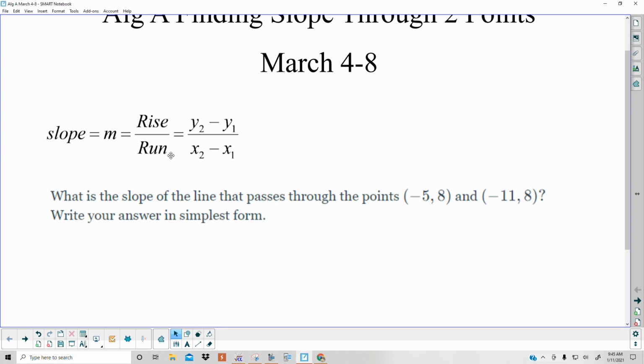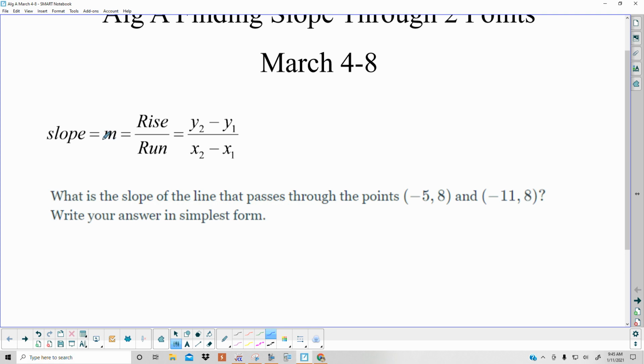Hello, everybody. So this is extending what you guys have been doing about finding slope. You had been finding slope when you're given the graph. Now you're not given the graph, you're just given the points, and you're asked to find slope. So just walking you through a couple things.